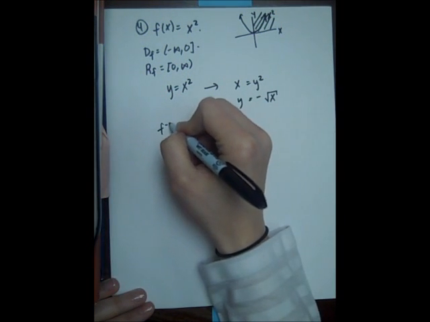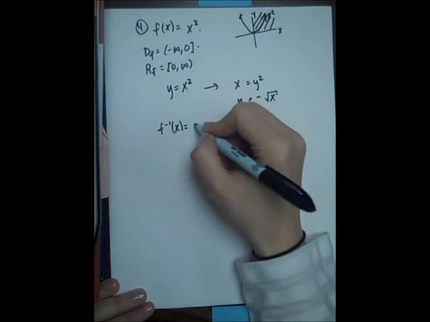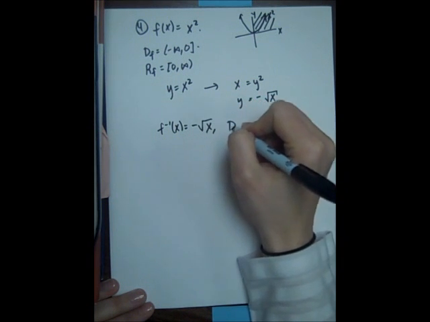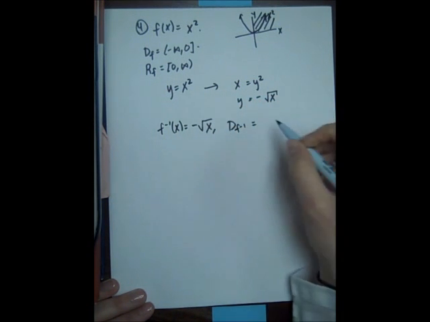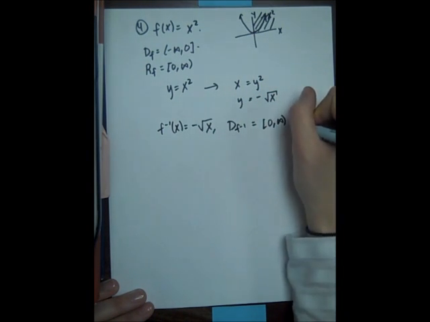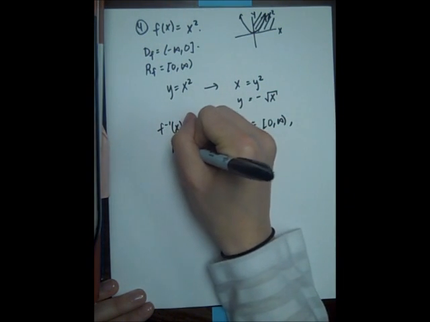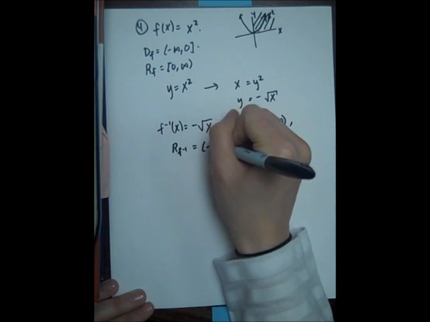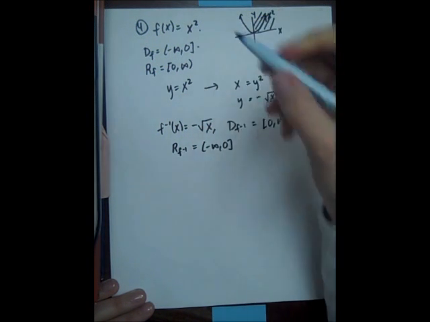So my inverse function is negative square root of x. The domain of my inverse, that's the range of my original function, so 0 to infinity. And the range of my inverse is negative infinity to 0, because that was the domain of my original function.